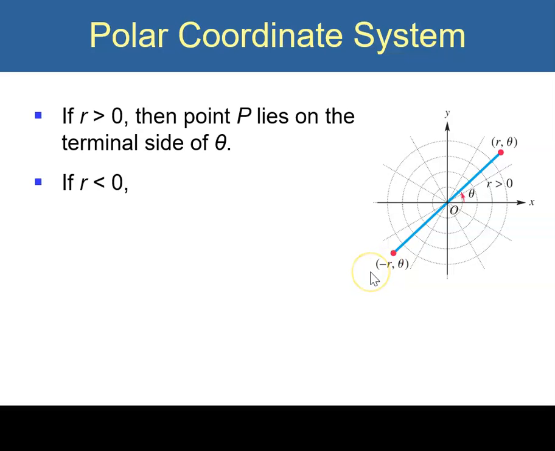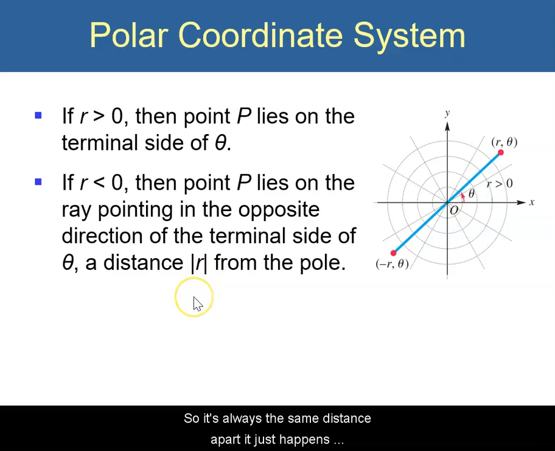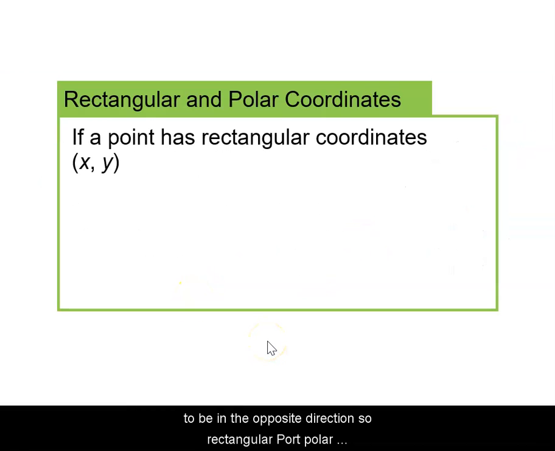If r is positive, then the point P lies on the terminal side of theta. If r is negative, less than 0, then P lies on the ray pointing in the opposite direction. So instead of going the positive direction of r and sweeping in an angle, we can sweep our angle and then take r in the negative direction, and then we end up over here instead of in the positive. So we still sweep that direction, but we take r to be in the opposite direction, the same length. It's always the same distance of r, it just happens to be in the opposite direction, right?